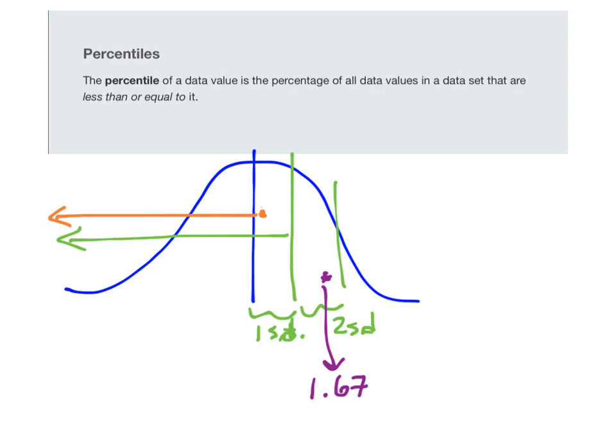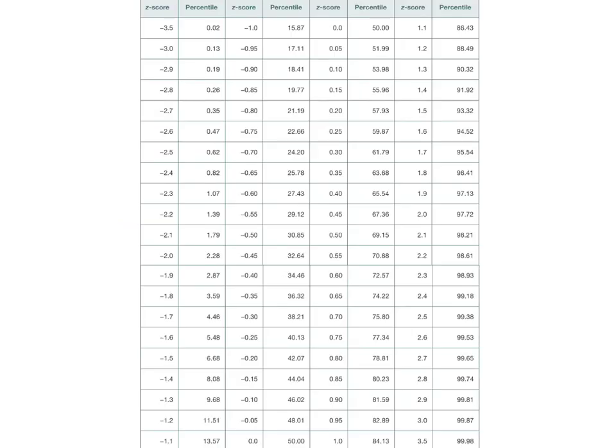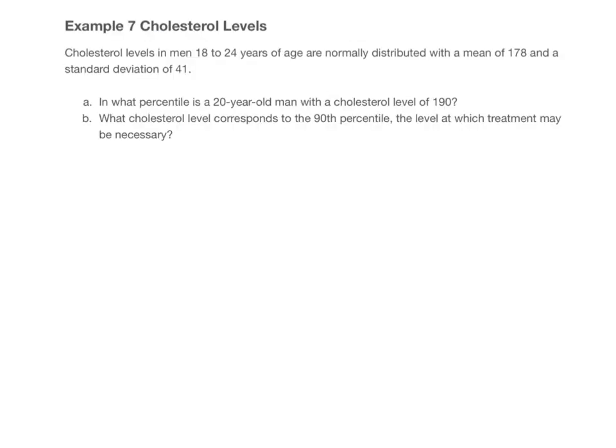And then if I want the percentile, or what percentage of the data is less than or equal to that data value, I would go to this chart and find the z-score. I know this is a little bit small to read, so you can find this in your textbook, but 1.67 is between these two z-scores, and we can see that it's in the 95th percentile roughly. So about 95% of the data is below that point.